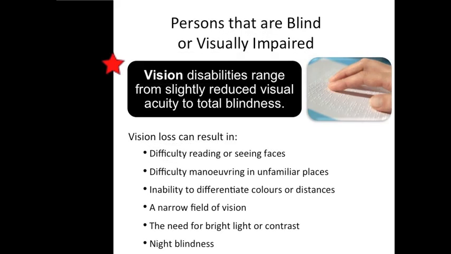Persons that are blind or visually impaired. Vision disabilities range from slightly reduced visual acuity to total blindness. Vision loss can result in difficulty reading or seeing faces, difficulty maneuvering in unfamiliar places, the inability to differentiate colors or distances, a narrow field of vision, the need for bright light or contrast, and night blindness.